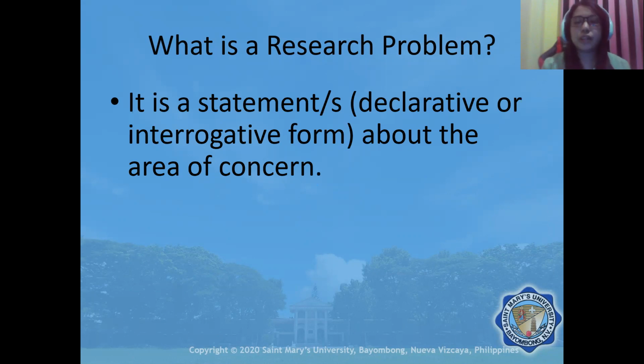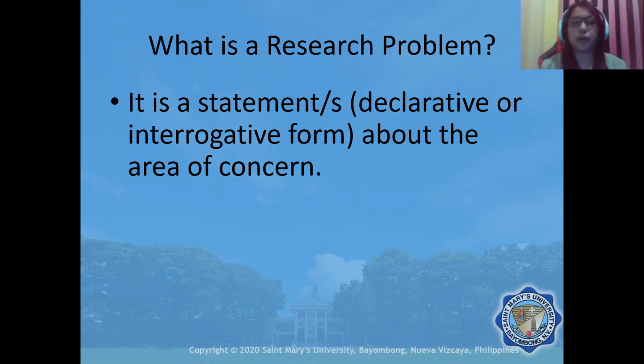So as mentioned, we commonly use the phrase statement of the objectives if it is stated in declarative form, and it is a statement of the problem when it is stated in interrogative form. Actually, there is no right or wrong in terms of why you used problem or why you used objectives, when in fact both are objectives. The main reason is that we want these to be consistent throughout the paper.